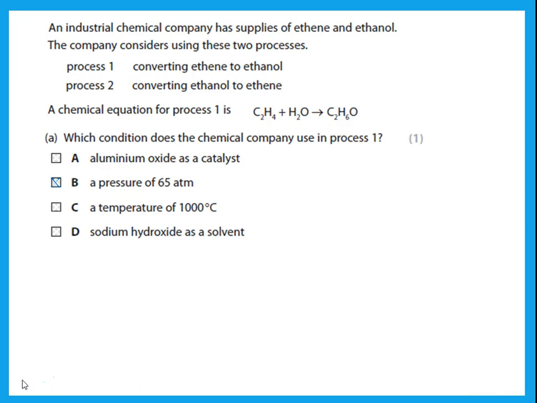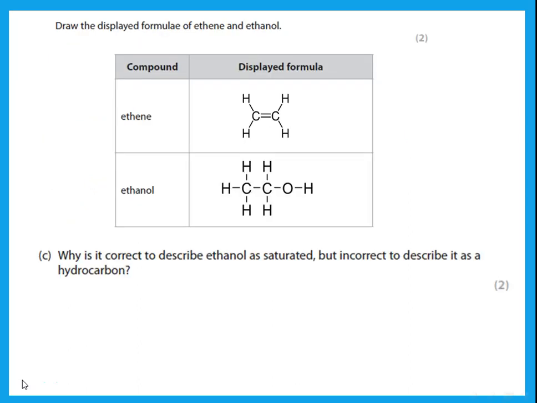A pressure of 65, yes, that's the answer, and the X should be there. So a pressure of 65 atm is one of the conditions of hydration of ethene. Remember, what were the conditions for hydration of ethene? Adding phosphoric acid as a catalyst, temperature 300 degrees centigrade and pressure of 65 atm. Draw the displayed formula of ethene and ethanol. So these would be the diagrams that you should draw for ethene and ethanol.